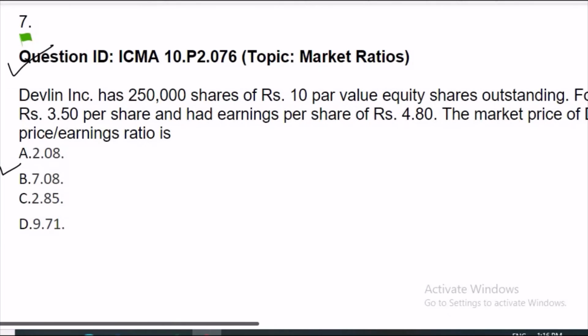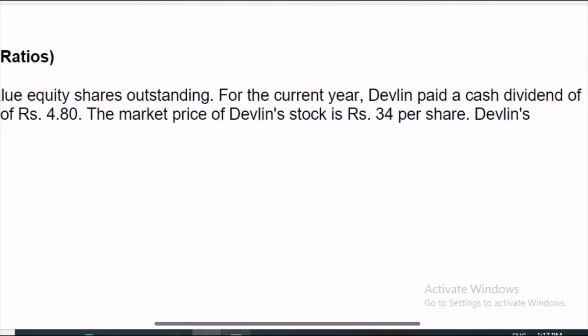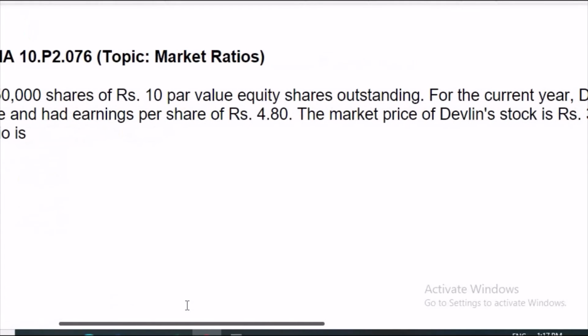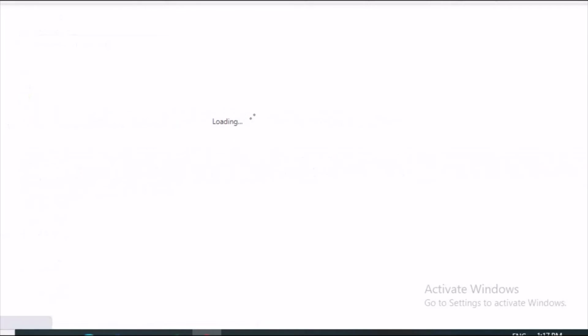As you know, 34 divided by 34 is the market price per share and earnings per share is 4.80, that is 7.08. That is the answer, option B.